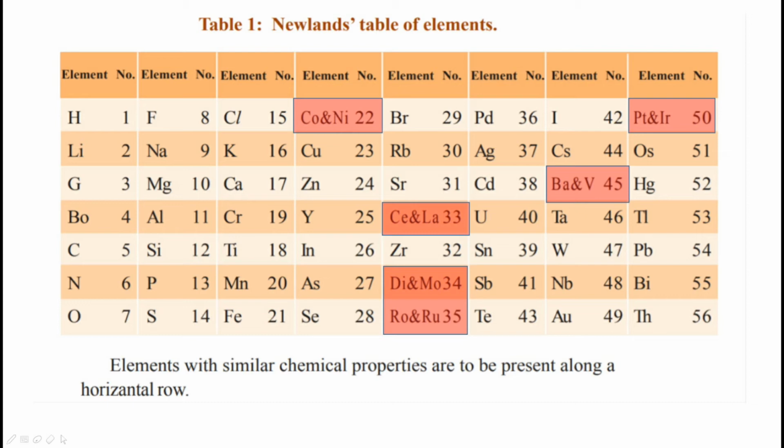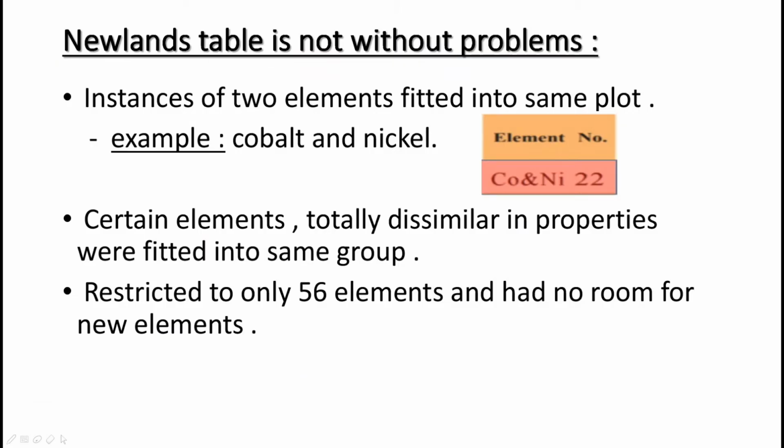Was the law of octaves given by Newland correct? Newland's table is not without problems. There are instances of two elements fitted into the same slot, for example, cobalt and nickel. Certain elements totally dissimilar in their properties were fitted into the same group. For example, he arranged cobalt, nickel, platinum and iridium, which have different properties compared with halogens, in the same row.